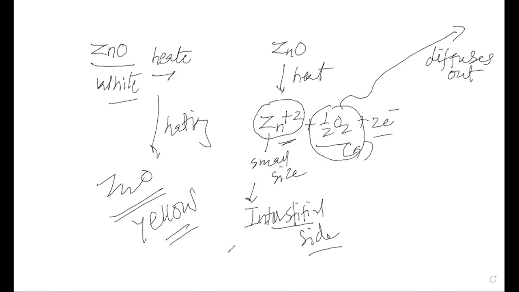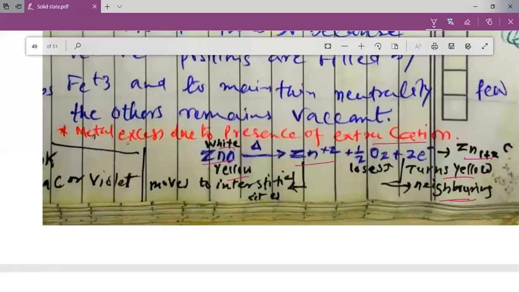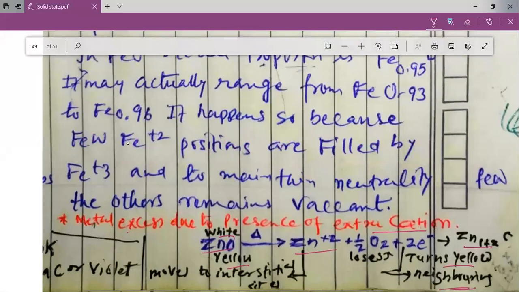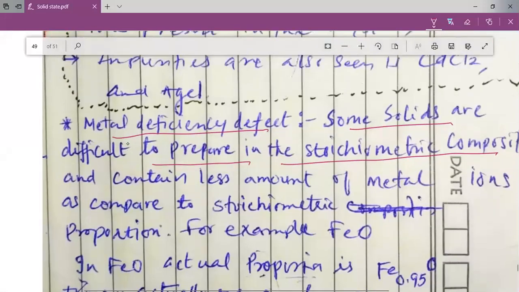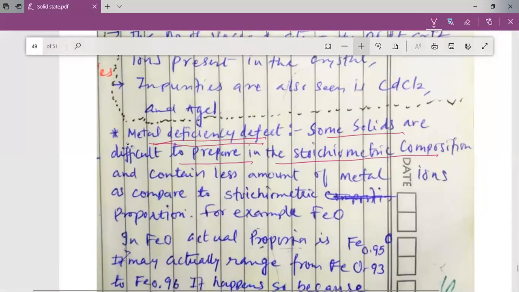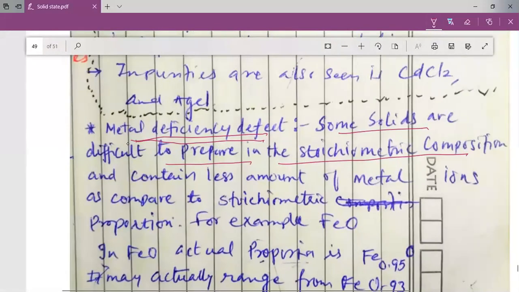Now my dear students, we are going to study the defect which is observed, metal deficiency defects. The first two we have studied are metal excess defects. Now we are going to study the metal deficiency defect here. So let us study about the metal deficiency defects.